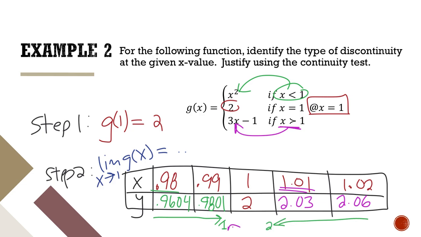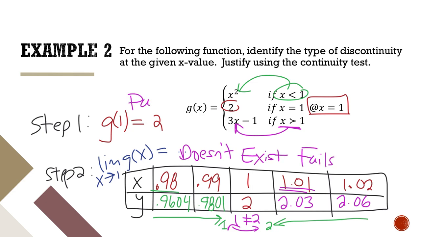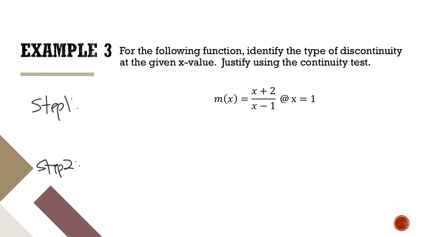Notice how 1 does not equal 2. Therefore, this limit doesn't exist. So if this one fails, but the first one passes, remember that will be a jump discontinuity. So this is a jump discontinuity at x equals 1, because the first one passes or doesn't fail, and then the second one doesn't exist because the y values approach 1 from this side and 2 from this side.